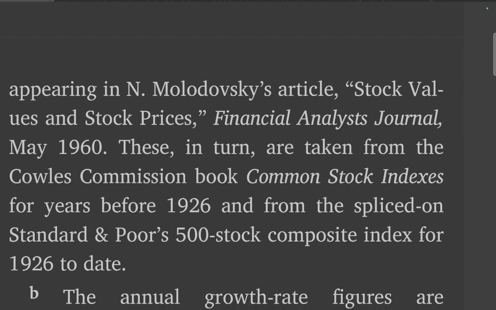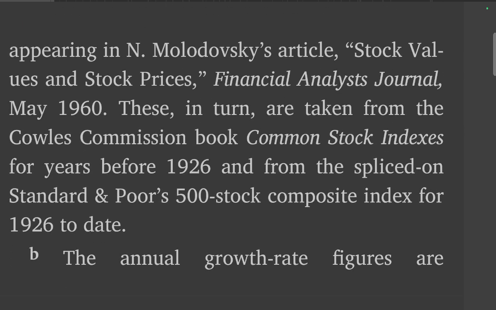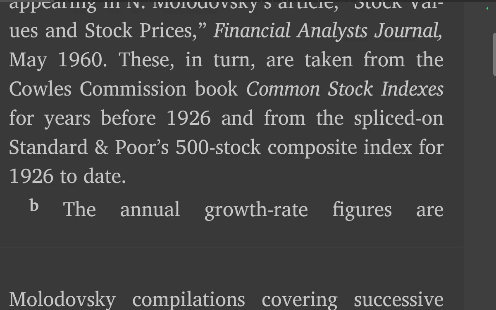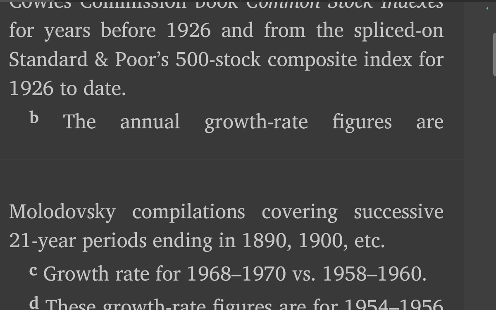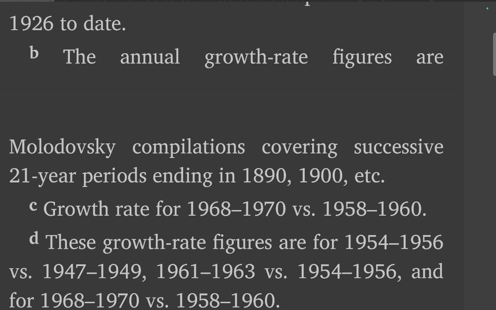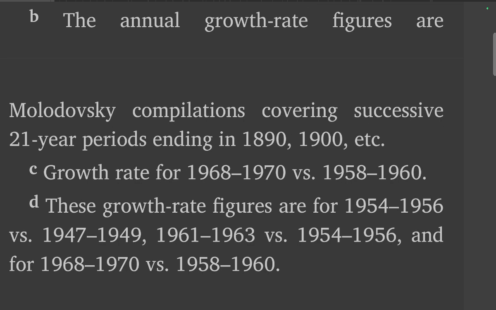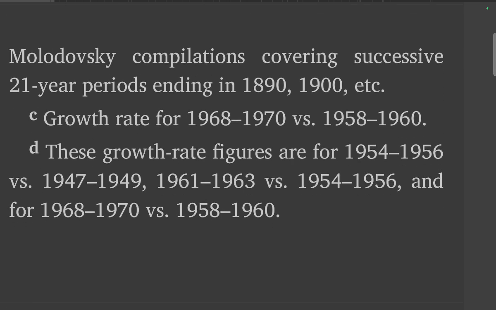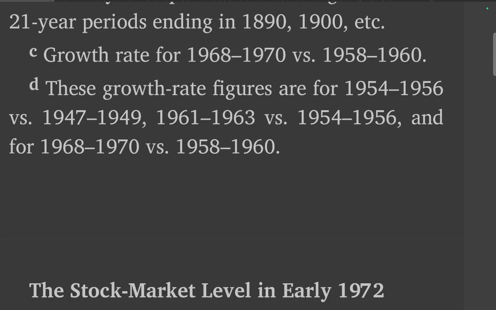Stock valuation, stock prices, Financial Analysts Journal, May 1960. The terms are taken from the Cowles Commission book, Common Stock Indexes, for the years before 1926, spliced onto the Standard and Poor's 500 Stock Composite Index for 1926 to today. The annual growth rate figures are Molodowski's, compiled over successive 21-year periods, for 1947-1949, 1954-1956, 1958-1960, 1961-1963 and 1968-1970.